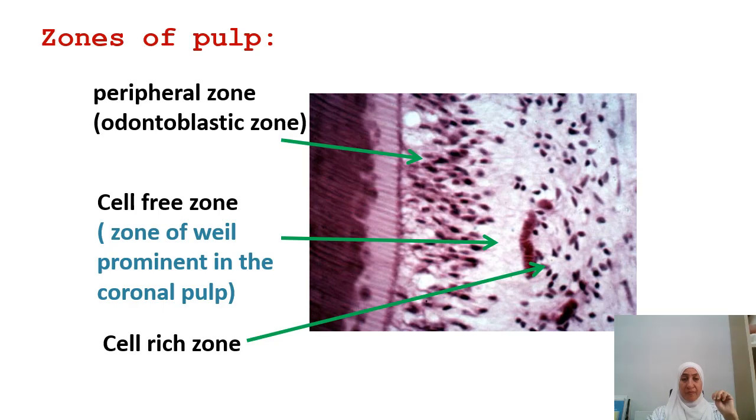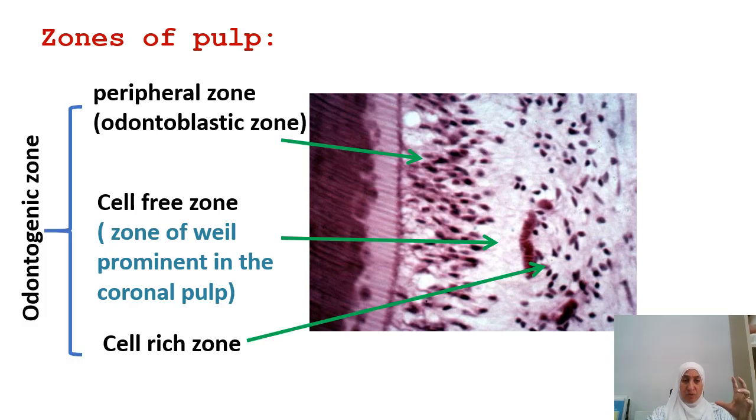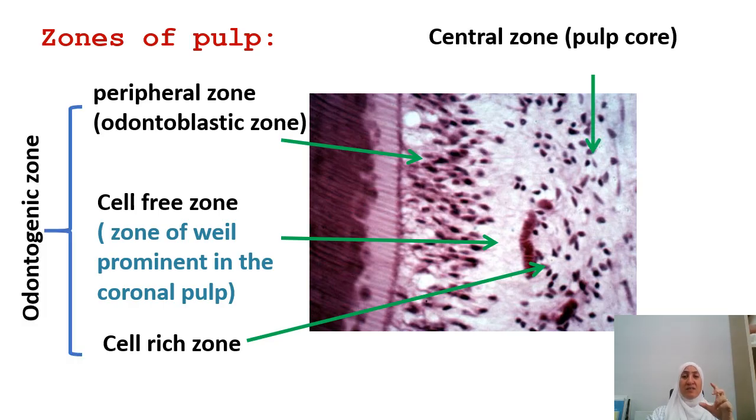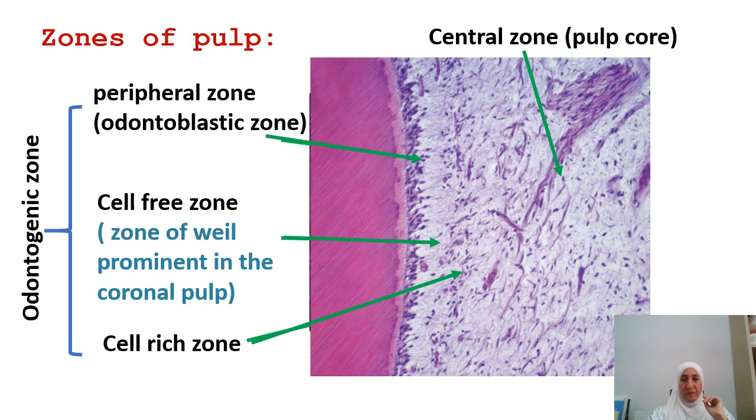While this is the odontogenic zone, the central zone or pulp core is the remaining part of the pulp. This histological section shows also the different zones: odontoblast, cell-free zone, cell-rich zone, and central zone or pulp core.